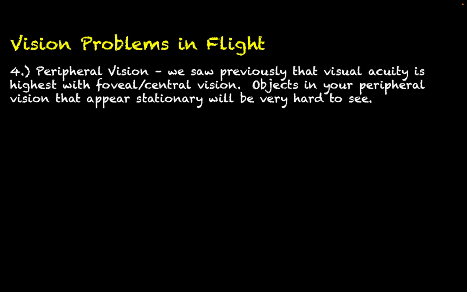So with peripheral vision, we saw previously that visual acuity is highest with foveal or central vision. Objects in your peripheral vision that appear stationary will be very hard to see, but the opposite is true for foveal vision. If an object is moving in your central vision, it can be hard to see. So understanding the difference between your peripheral and central vision, and what each is good for and what each is not good for, is going to be very important for you.